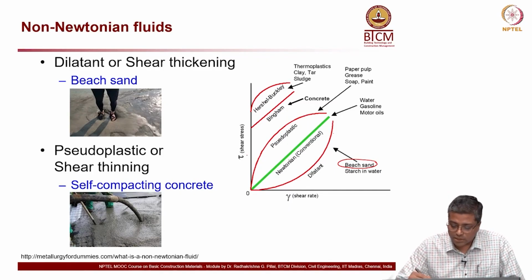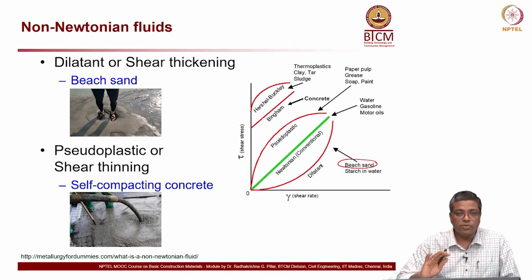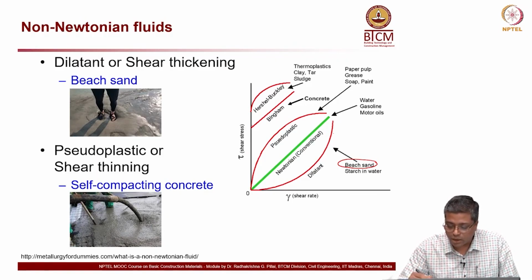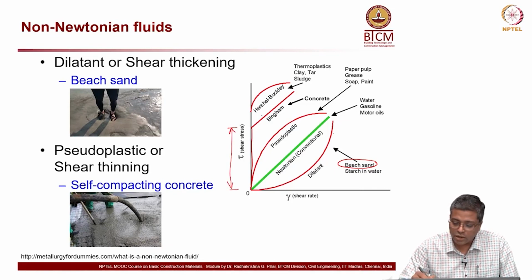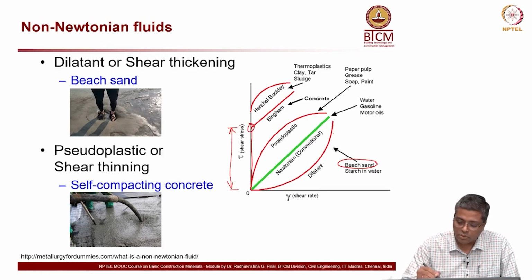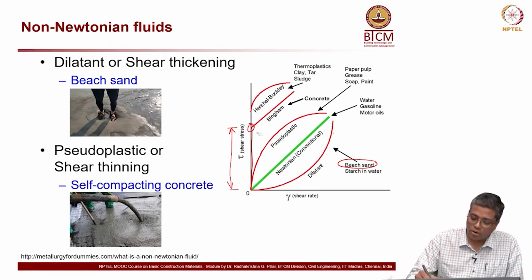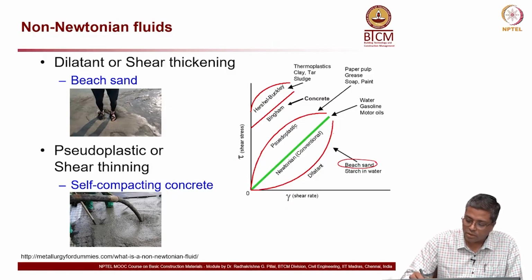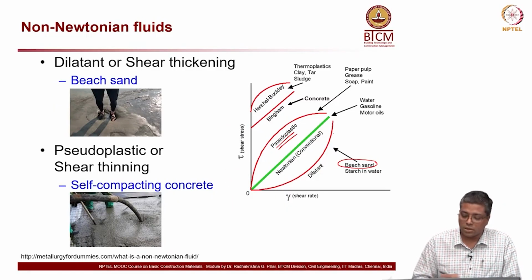And what is the behavior here? Typically for concrete we use something called the Bingham model, which is shown here. You can see this height here is what we call the yield stress for concrete, and at this point there is a deviation, that is why we call it yield stress. Let us not worry about that for a moment. We will look at this curve, which is the pseudoplastic curve.